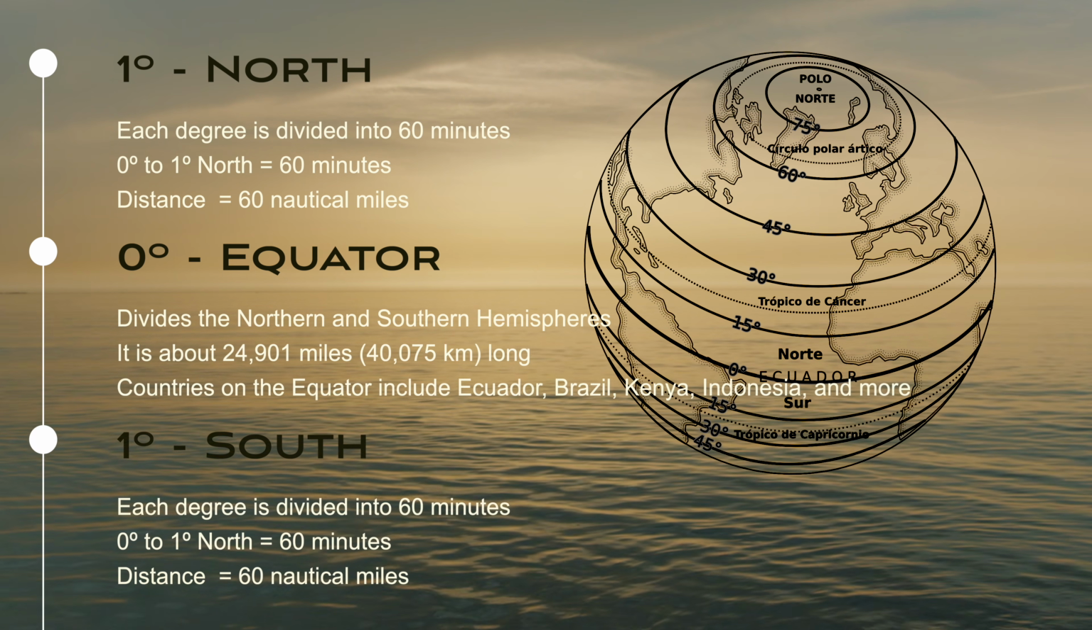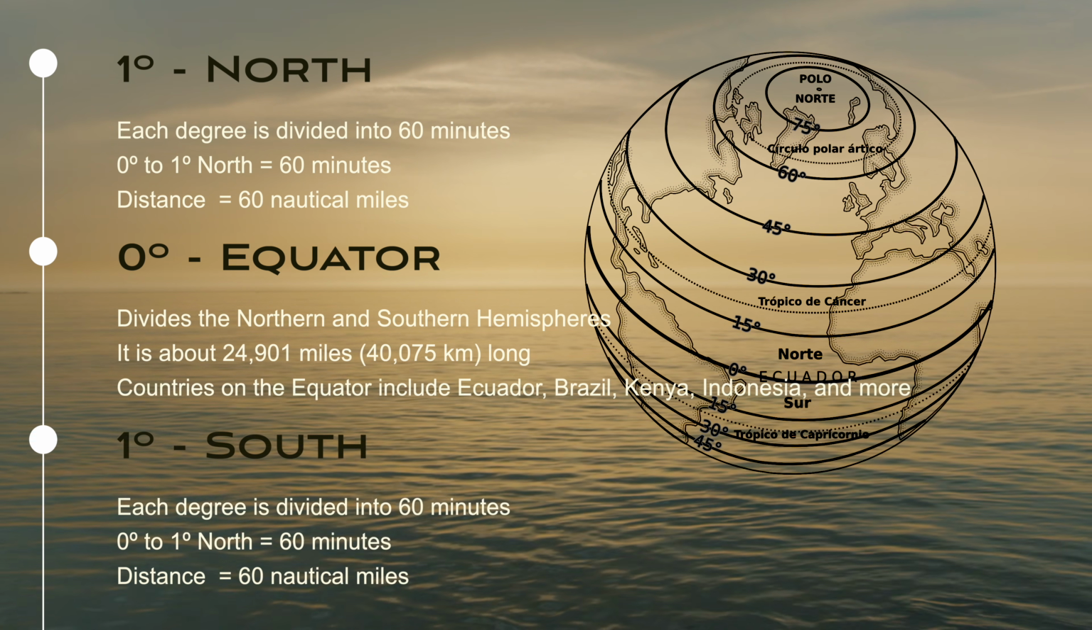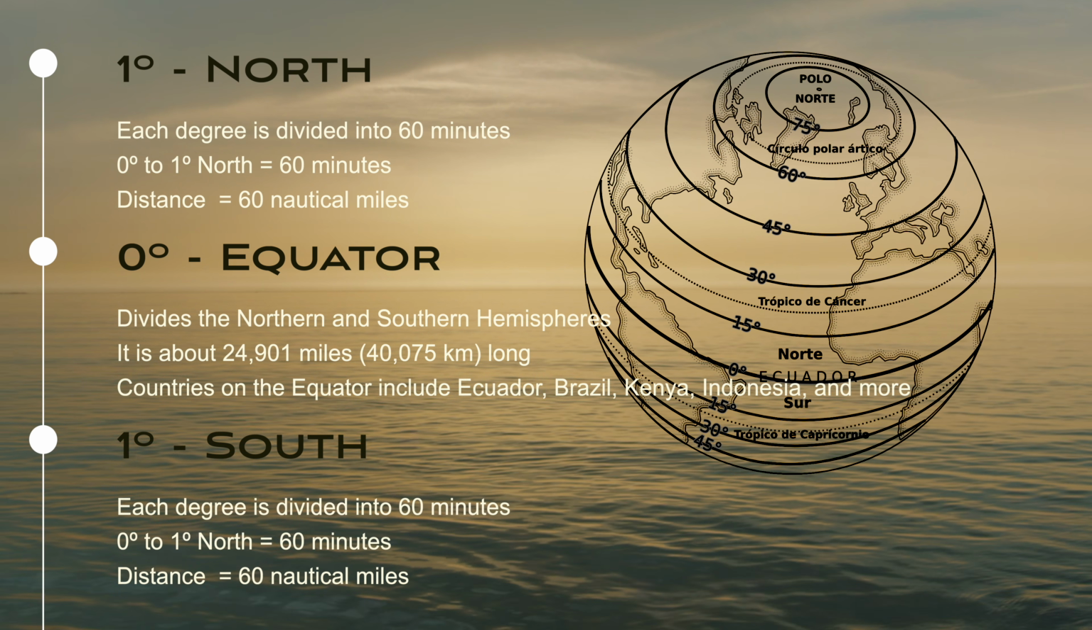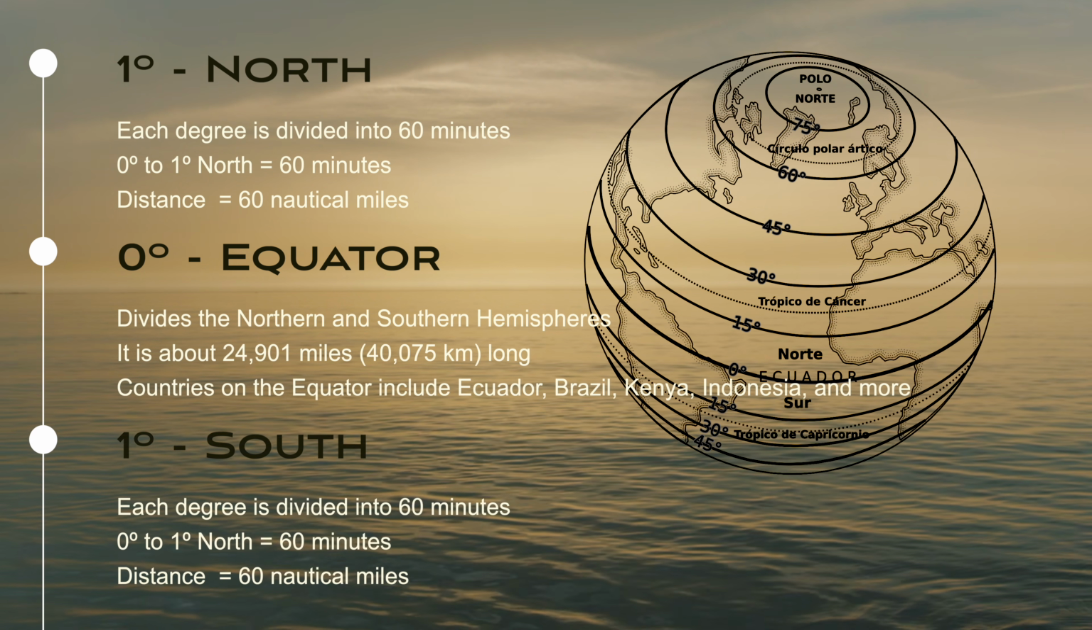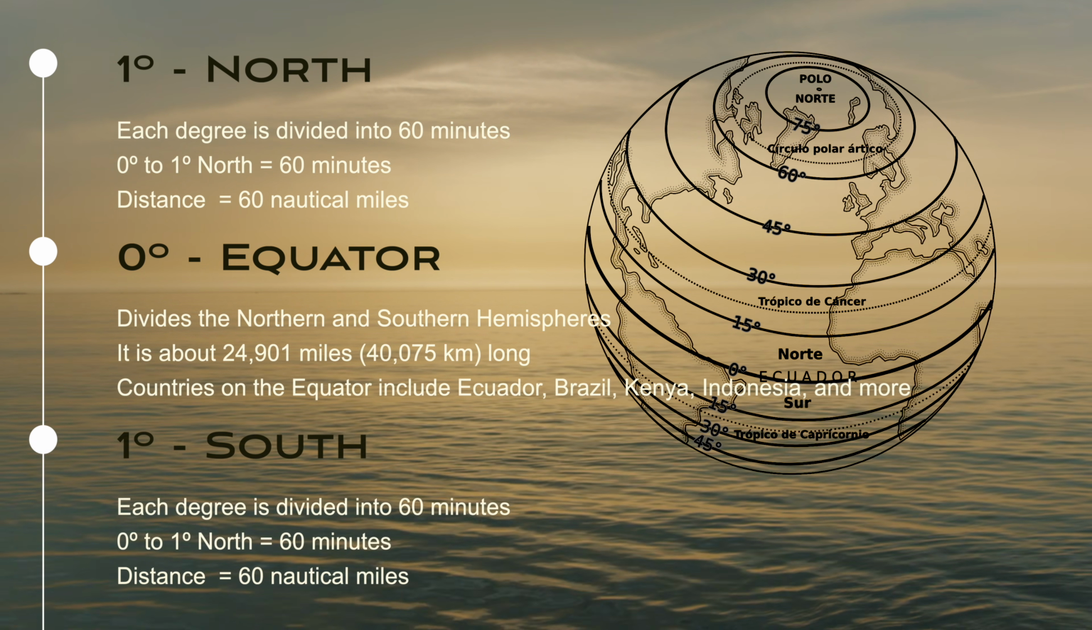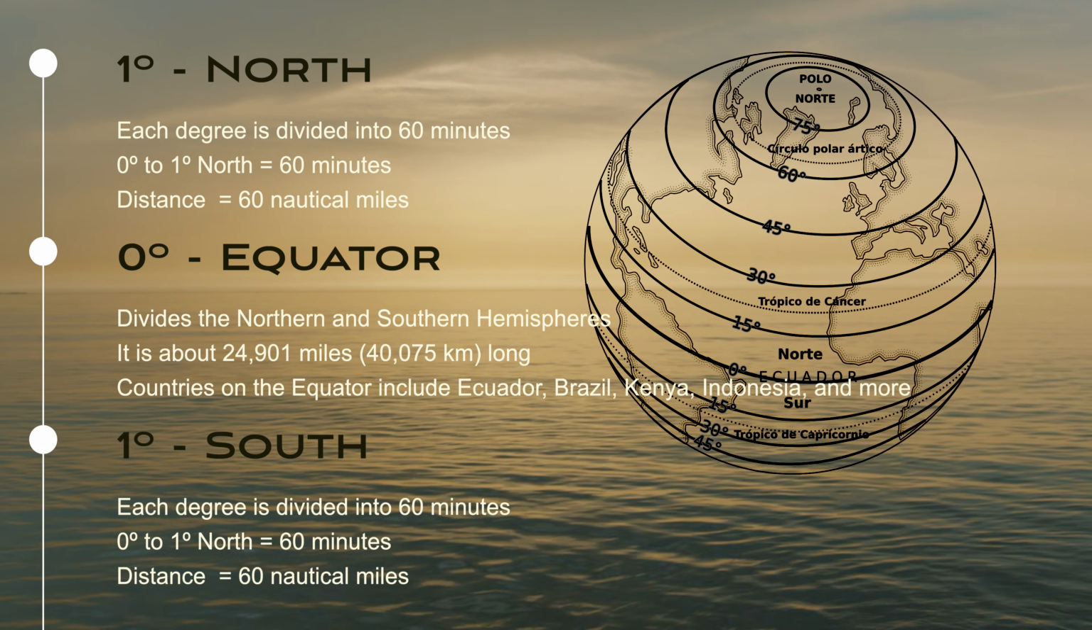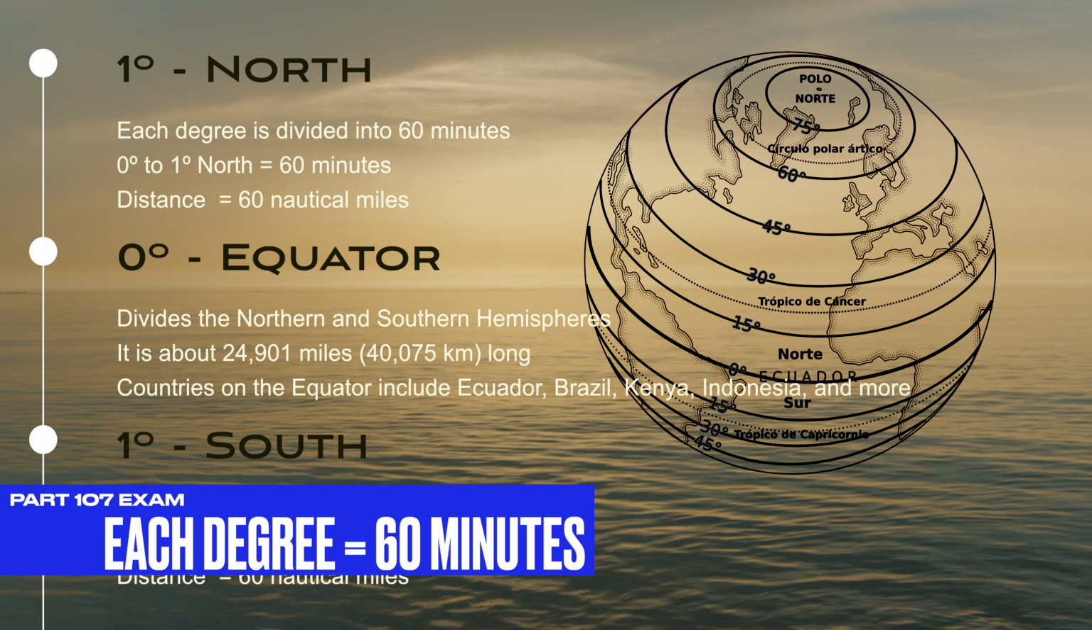Now, here's the thing you need to know. If I am at the equator and I'm going from 0 degrees to the next line of latitude north at 1 degree, then how many minutes are in between? The answer to that question is 60 minutes.